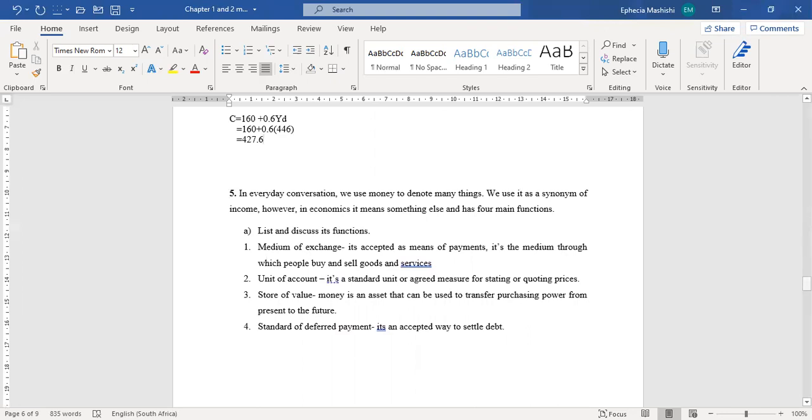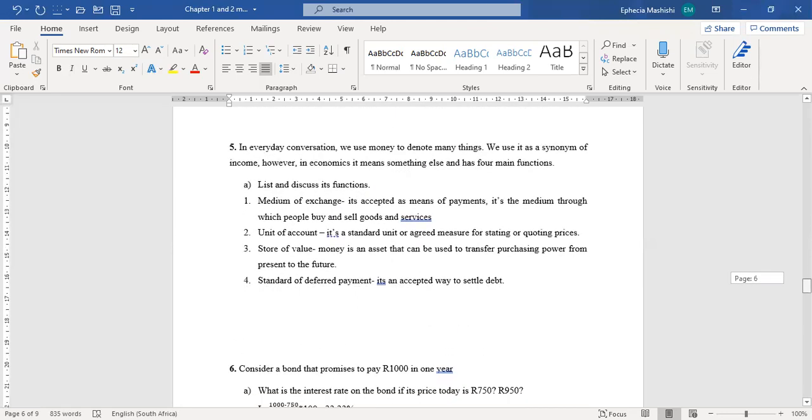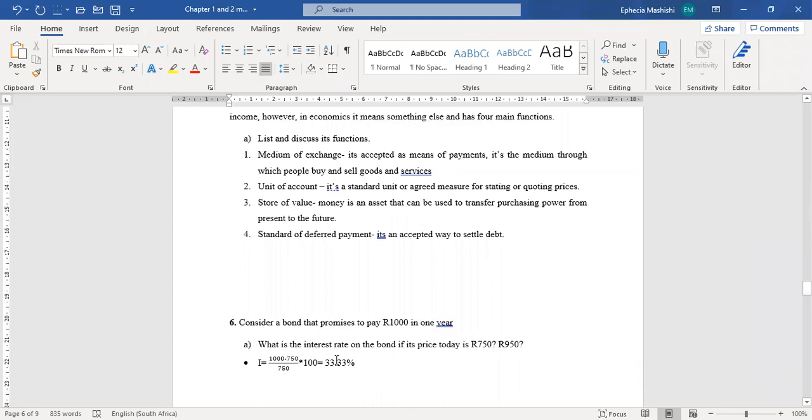The fourth and last function is that money is a standard of deferred payment, meaning it's an accepted way to settle debt. Question number 6. Consider a bond that promises to pay 1,000 Rand in 1 year. What is the interest rate on the bond if the price today is 750, 950?